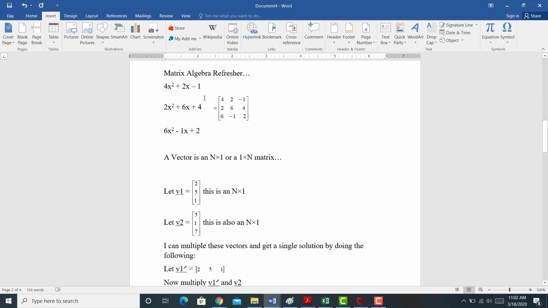If I were to put this in matrix notation, I just strip off the x squareds, the x's, and the constants. Does this make sense? And so I get a 3 by 3 matrix of the coefficients in front of those variables. 4x squared plus 2x minus 1 is just going to be 4, 2, and negative 1 in the first row of this 3 by 3 matrix. 2, 6, and 4 is the second row, and 6, negative 1, and 2 is the third row. So this is what a matrix looks like.